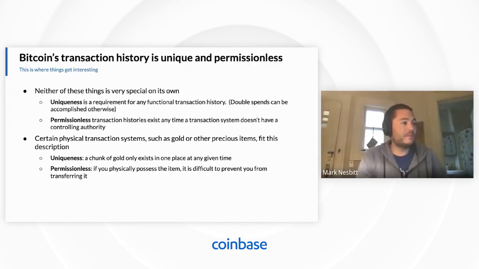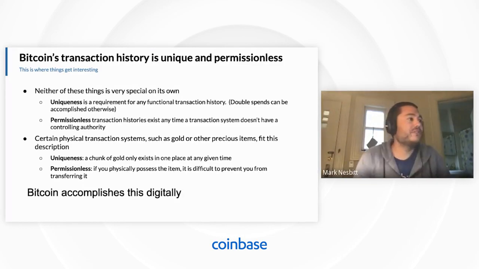And then the permissionless nature I alluded to a little earlier with cash. If you physically possess an item, it's difficult to prevent you from transferring it. There can be laws against these things, but they're a little trickier to enforce when there's this physical nature of possession, right? If PayPal wanted to stop transactions from happening on PayPal, that's pretty easy for PayPal to do. To stop gold transactions from happening, it's much more difficult, and it requires laws.